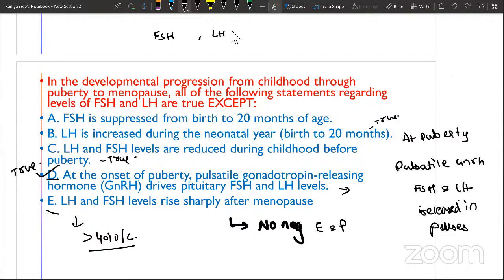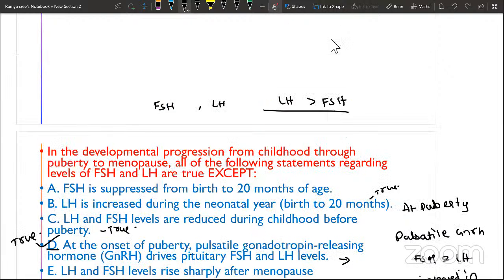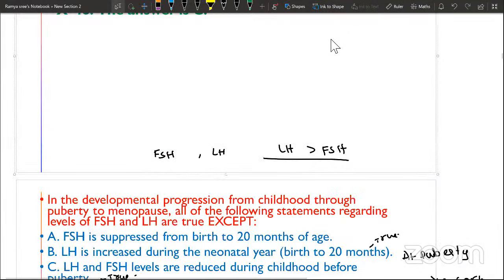I think it's more appropriate to say that it depends on the menstrual cycle. In the second half you have more LH. In the first half you might have a little more FSH, right? What is the condition where you will have LH more than FSH? So you think and answer, by then I'll go to the next question.